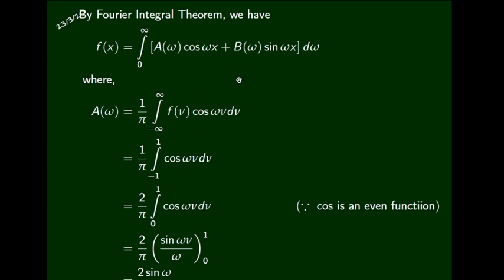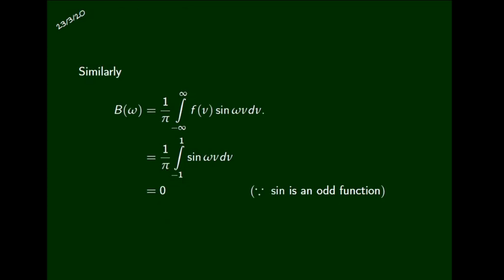Now we are going to find b of omega, then substitute these two coefficients in f of x. B of omega is equal to 1 by pi integral minus infinity to infinity f of nu sin omega nu d nu. That is equal to the integral from minus 1 to 1, where f of nu is 1, so 1 into sin omega nu d nu. Sin omega nu is an odd function, so the integral from minus 1 to 1 of an odd function is 0. So this integral goes to 0, and 1 by pi into 0 is 0. So we have got a of omega and b of omega.